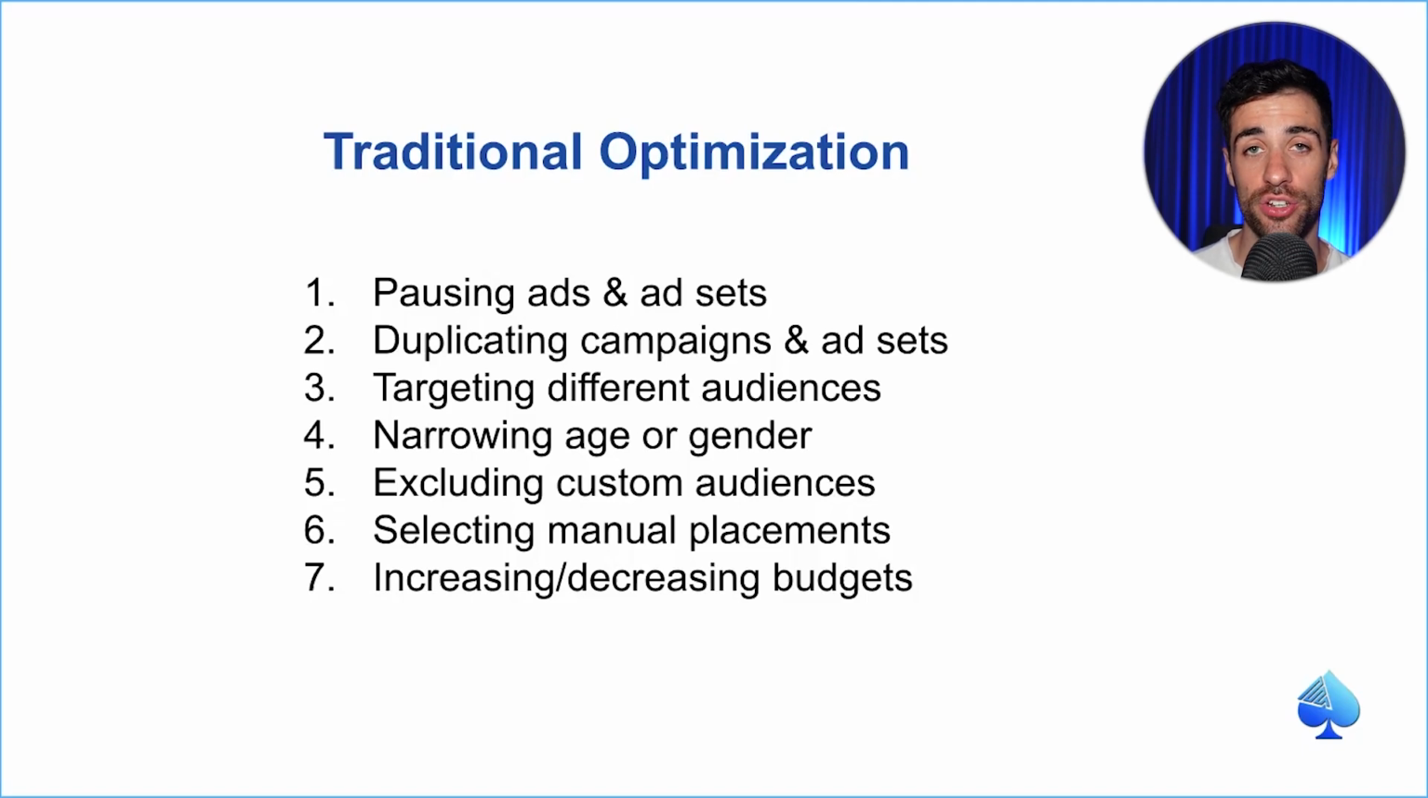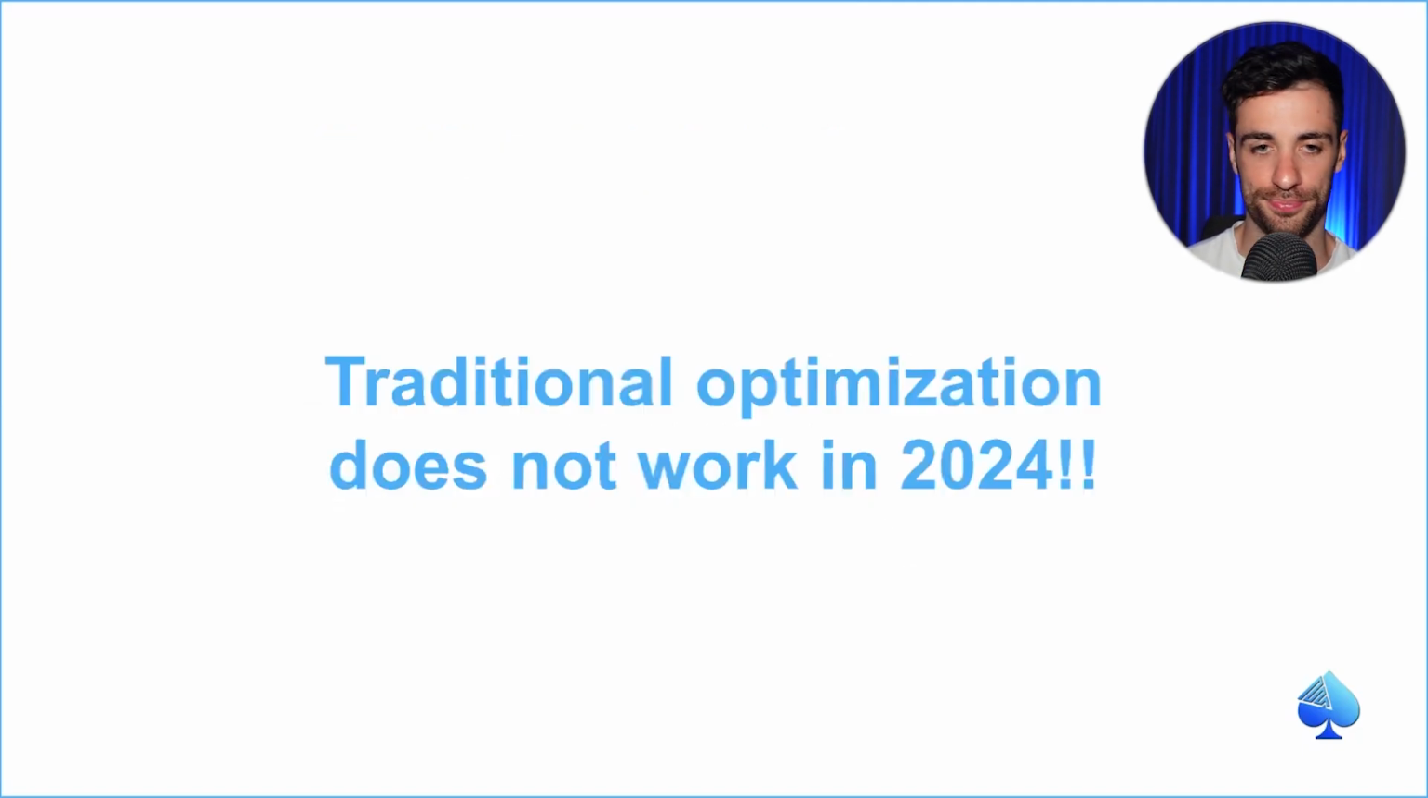Another thing you might try and do to optimize your actual performance, get rid of the dead weight, stop showing stuff to your existing customers or less engaged audiences. We also would try selecting manual placements. A lot of the time you'd see certain placements having better ROAS or better CPA, and you would try and manually just drive all the spend to them and see if that would have a performance benefit to the actual campaign. And then finally, increasing and decreasing budgets.